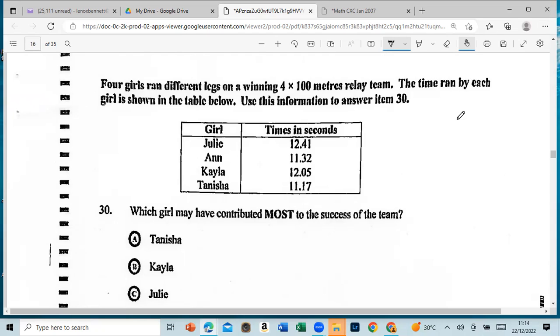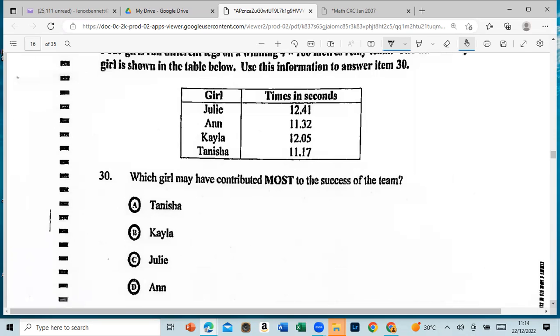So Julie looks a bit slow still. 12.41. Anne ran 11.32. That's not bad. And Kayla ran 12.05. Tanisha ran 11.17. Which girl may have contributed most to the success of the team? Tanisha. Why Tanisha? She ran the fastest, in the lowest amount of time.